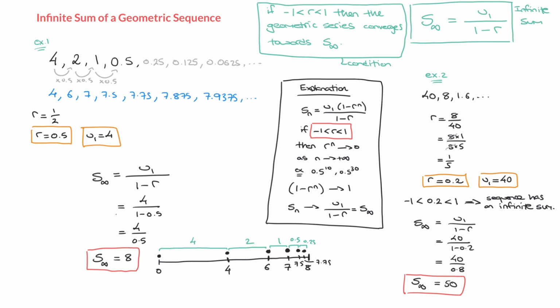And so remember, provided a geometric sequence has a common ratio between -1 and 1, the sum of its terms will converge towards a number which we call s sub infinity, which is equal to the first term divided by 1 minus r. And there we go.